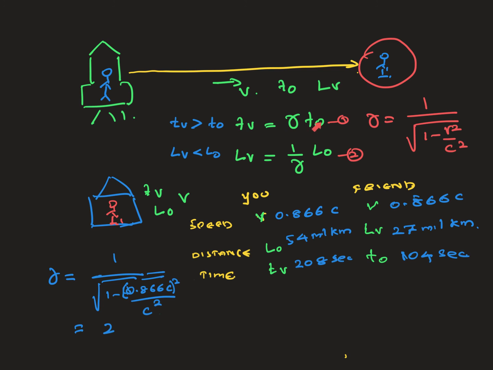Now, if we look at these equations, TV is equal to gamma times TO. TO is the time measured by your friend, which is the proper time, 104 seconds, and TV is the time according to your reference plane, which is the dilated time, 208 seconds. And for the length, the contracted length, LV, is equal to 1 over gamma, which is half, times LO. So that's 54 million kilometers according to you, and according to your friend, it's 27 million kilometers.